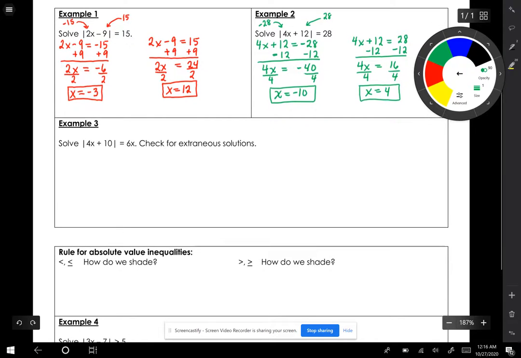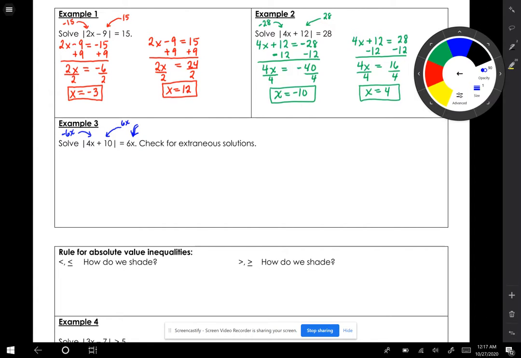Okay, now let's do example 3. Now notice, I don't say check for extraneous solutions if I didn't mean it. So these particular ones, when I say check, it will require you to go the extra mile so that you get it correct on your test. So let's go ahead and look at this example. Solve the absolute value of 4x plus 10 equals 6x. Check for extraneous solutions. So the dead giveaway of checking is you have a variable on the right side. It's not just a positive 6, it's a positive 6x. So inside the bars, if you want the distance to be 6x, you could have a negative 6x because the absolute value of negative 6x is positive 6x, or you could have positive 6x.